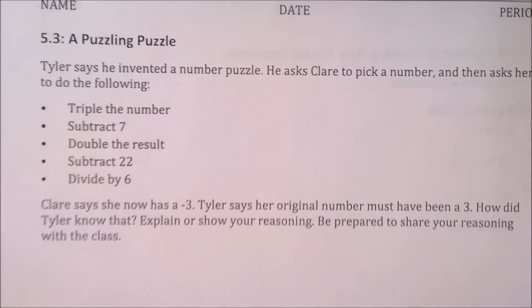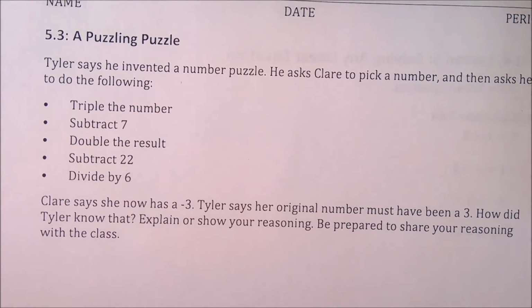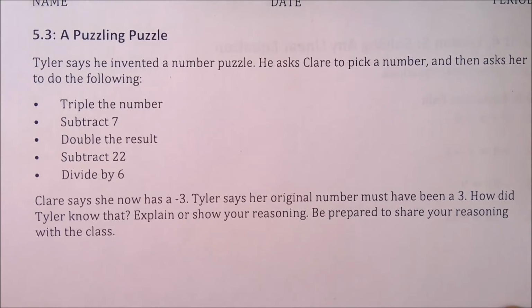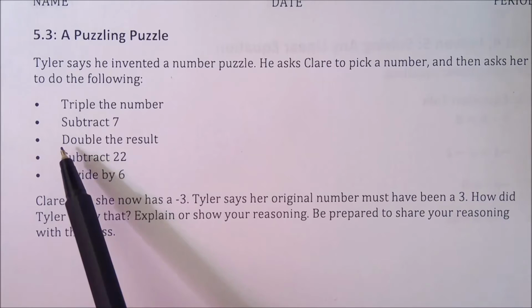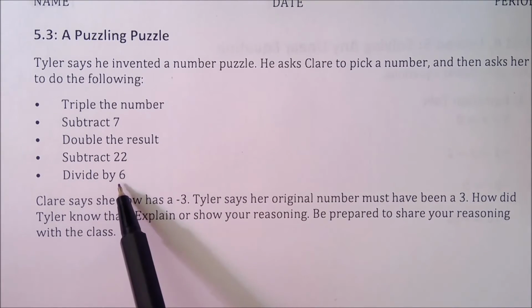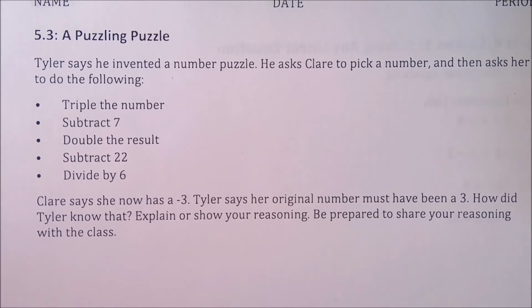Okay, so 5.3, a puzzling puzzle. Tyler says he invented a number puzzle. He asks Claire to pick a number, and then he asks her to do the following: triple the number, subtract 7, double the result, subtract 22, divide by 6. Claire says she now has -3.